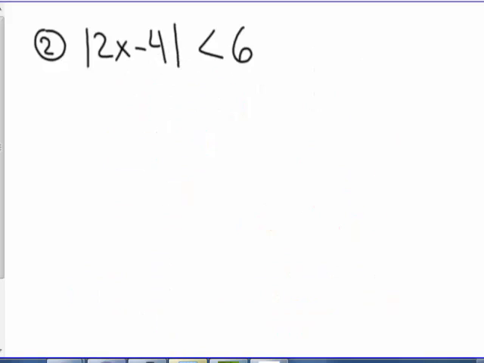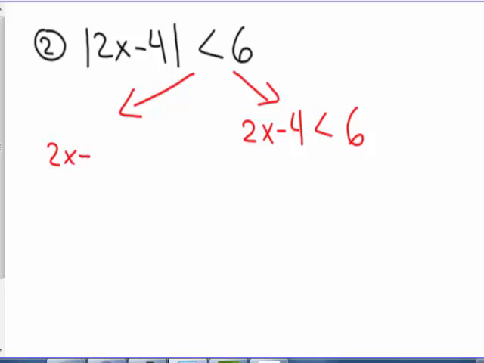Alright, so let's take a look at number 2. Number 2 is asking what is the solution set of this absolute value inequality. Now remember, with absolute value inequalities, we need to break it apart into two inequalities. The first one is just the original inequality without the absolute value. The second one is when we flip the sign of everything on the other side of the absolute value. So 2x minus 4 stays the same, we flip the inequality, and we change the sign of everything on the right.